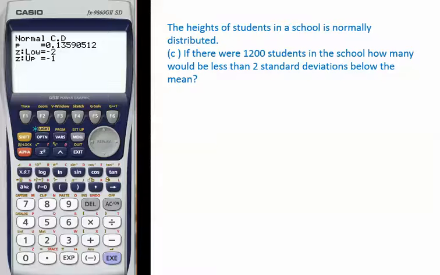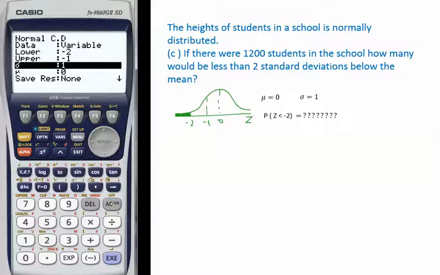Third part, if there were 1,200 students in the school, how many would be less than 2 standard deviations below the mean? By that I mean less in height than 2 standard deviations below the mean. So in this case, dealing with standard normal distribution, mean, standard deviation, drawing a picture. Shorter than 2 standard deviations below the mean is this section here. So we want the probability of a z-score less than -2 using our graphics calculator.